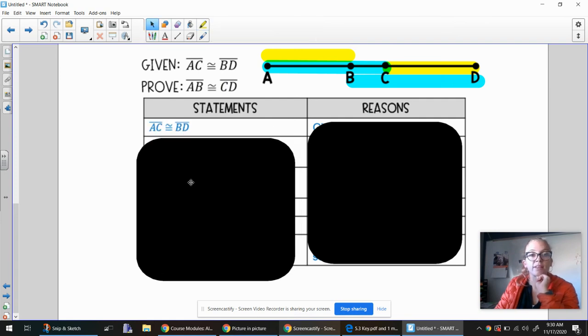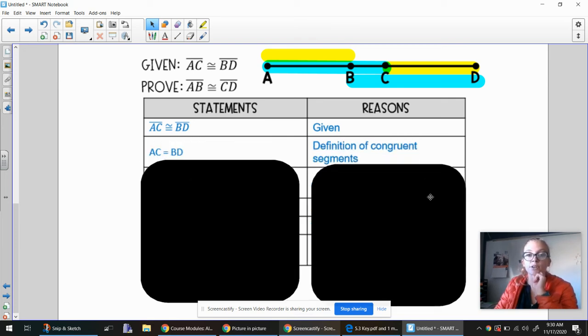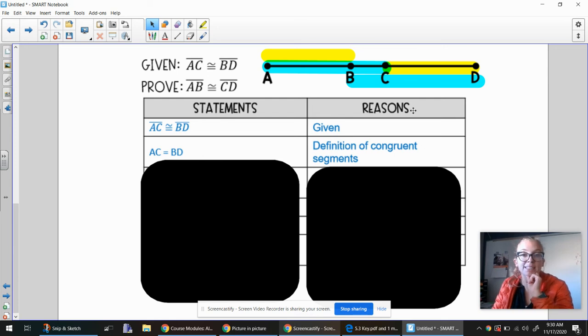So we always start with our given. And again, in order to manipulate this, we need to make this into an equal sign. So now we're going to use the definition of congruent segments. So say that AC is equal to BD.